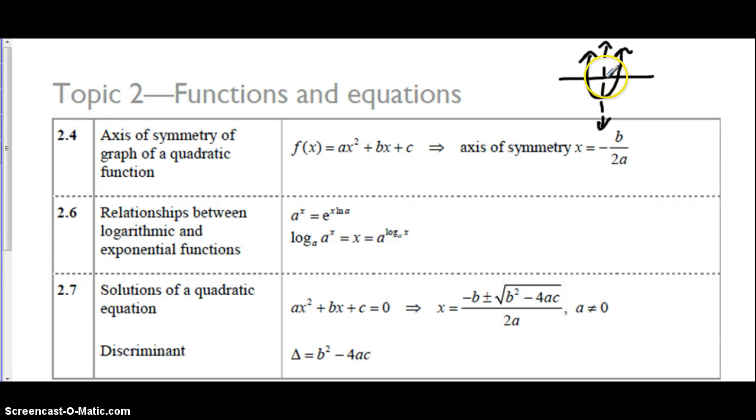So if you can find this value here, you can use a reflection over the axis of symmetry to find the value on this side. So just remember what the axis of symmetry formula means. Again, it's going through the x value of the vertex, and allows you to cut the parabola in half.